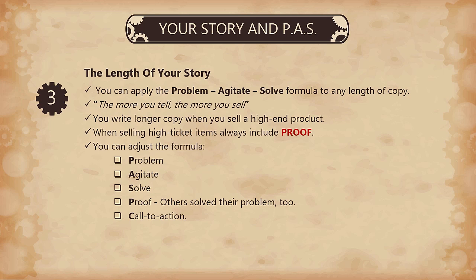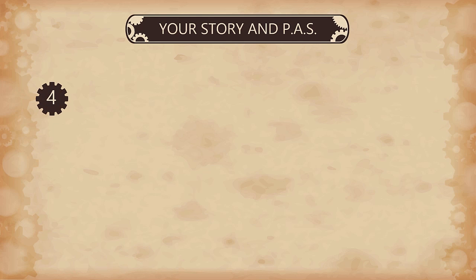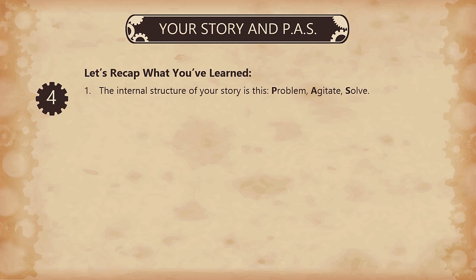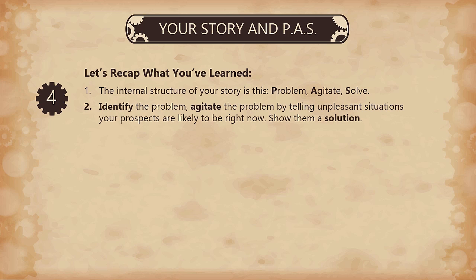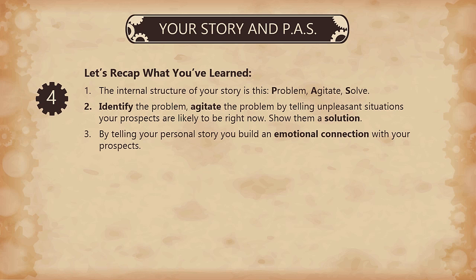That was a super important lecture, so let's recap. The internal structure of your story is this: problem, agitate, solve. After you have defined the problem, you need to make a good job agitating it, dramatizing the problem, telling unpleasant situations that your prospects are likely to be in right now. By telling your personal story, you build an emotional connection with your prospects. People buy on emotion and justify by logic.